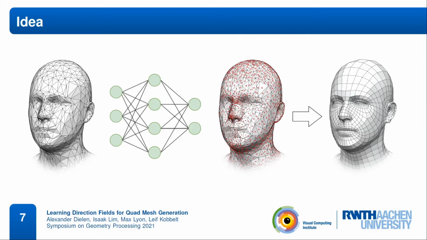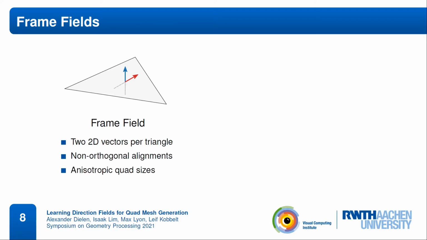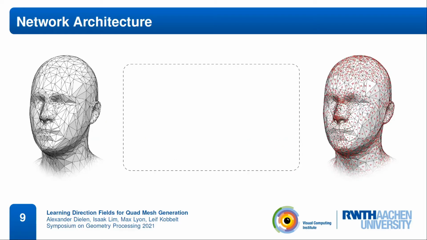More specifically, we train our network to output frame fields, which can be represented using two 2D vectors for every input triangle. This allows us to model non-orthogonal alignments as well as anisotropic quad sizes. In contrast, cross fields, which can be represented using a single vector per face, would limit us to orthogonal alignments and isotropic quad sizes. Our network follows a dual strategy that is based on the idea of combining both local and global shape information. To this end, we make use of a local network that processes surface patches and outputs a feature vector for every input triangle.